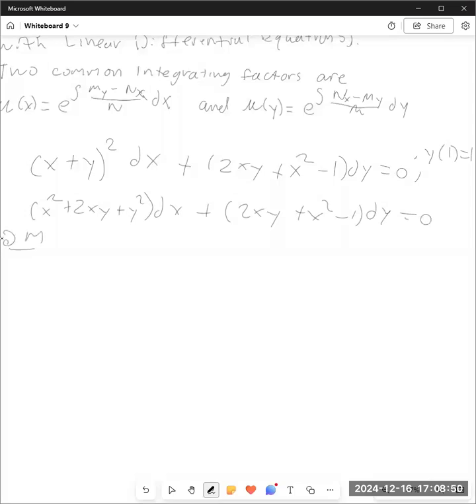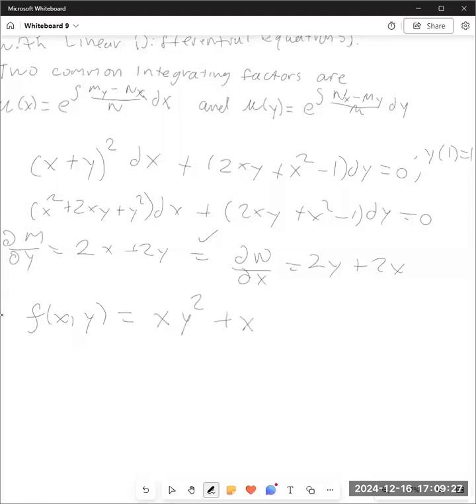So partial of M with respect to y is going to be 2x plus 2y. Partial of N with respect to x will be 2y plus 2x. So they do equal one another. I'm going to integrate over here with respect to y. So f of xy is going to be 2xy squared over 2. That's going to be xy squared plus x squared y minus y plus a g of x.